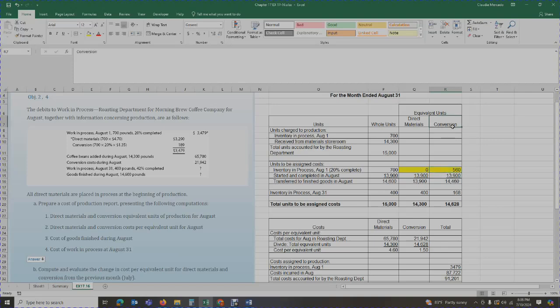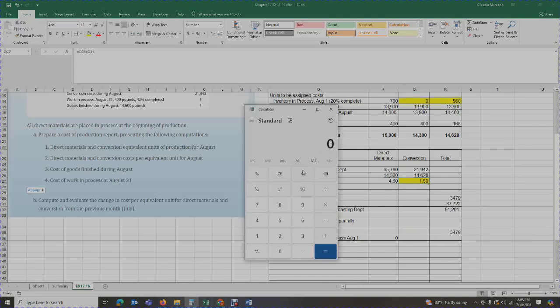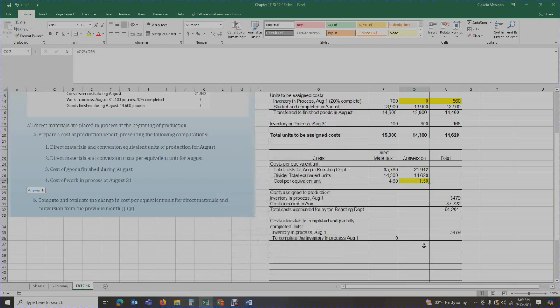And this falls under conversion, so I'm going to get the 560 times my conversion cost of $1.50. So you're going to get your 560 times $1.50, and that is going to give us, let's see, 560 times $1.50, that's going to give me $840. So that's $840 there. So your total is going to be the sum of those two numbers. That would be $840.